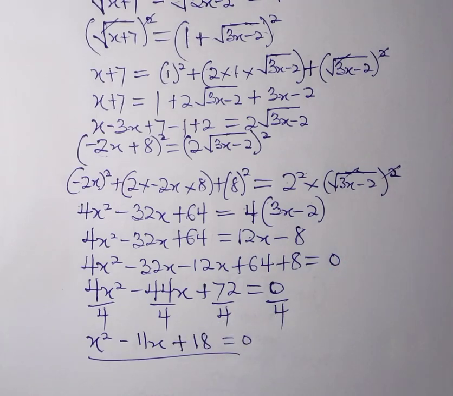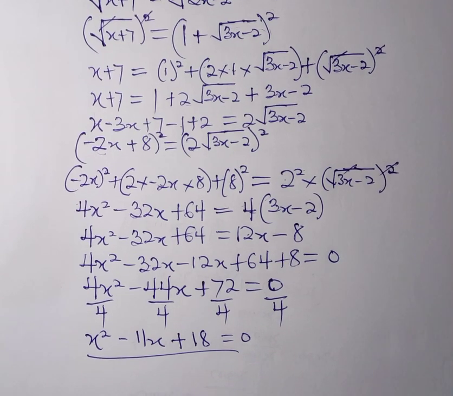We can also use the quadratic formula. We can also use completing the square, but in this case we are going to use the factorization method. If we are using factorization, we are going to find two numbers. We multiply the coefficient of x squared by 18, and we get 18. So for the 18, we find two factors. When we multiply those two factors, we must get 18. When we add those two factors, we must get what?